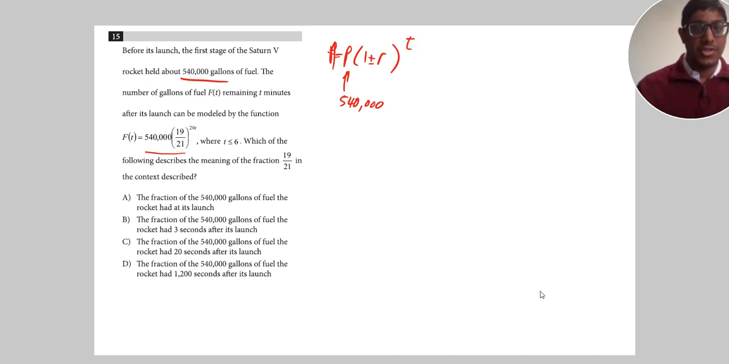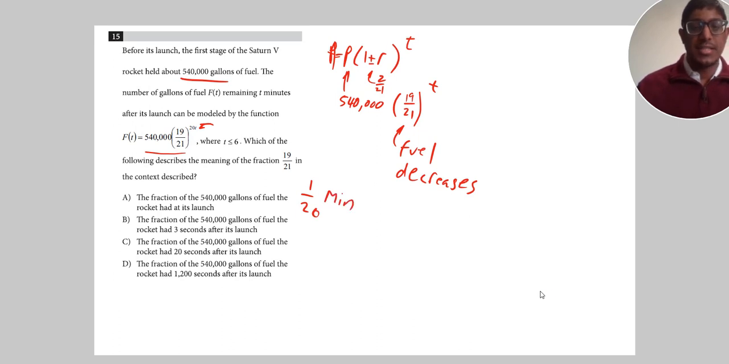And then after launch, we see that as a function of time, the amount of fuel decreases, because it's being multiplied by a number that's less than 1, so that's going to get smaller and smaller, right? That would be 1 minus, in this case, 2 over 21. And then we're raising it to the t. So in this case, that means every 1/20th of a minute, it decreases by 2/21. So I know that's a lot going on, so let's work our way through the answers.